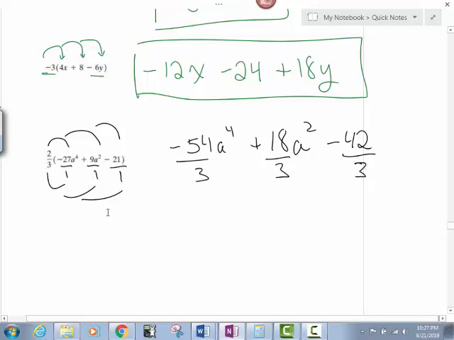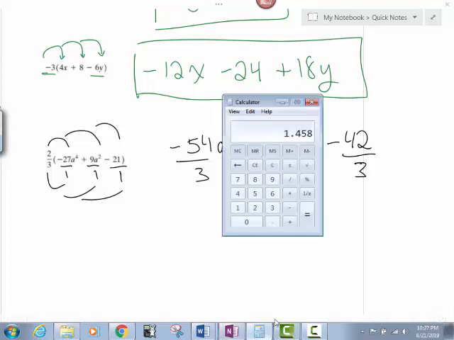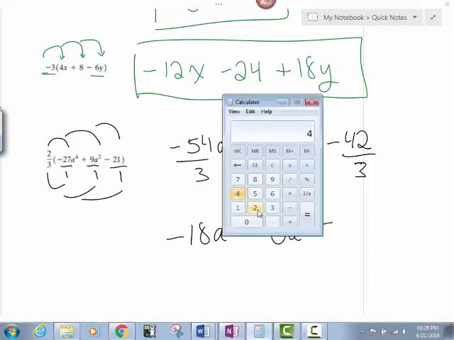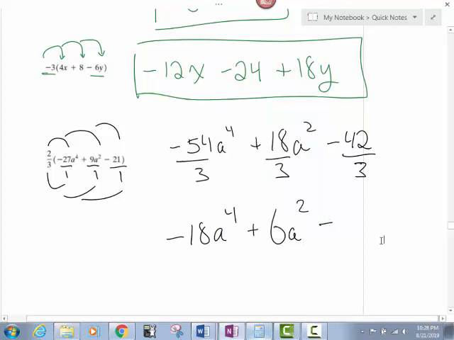And my last step here is I'm going to see if we can divide those numbers out. So let's see, negative 54 divided by 3. Negative 18, a to the 4th. 3 goes into 18 6 times, a squared. And 3 goes into 42. Let's see, 42 divided by 3, 14. And we are done.